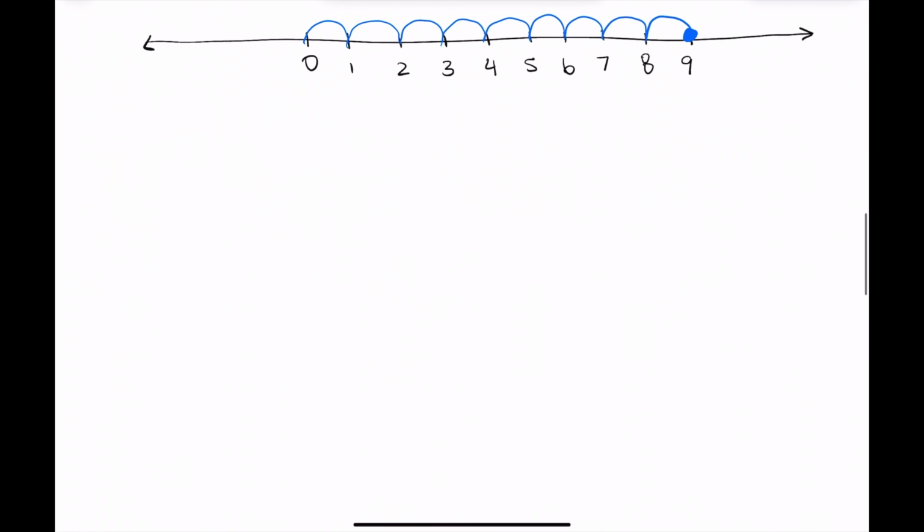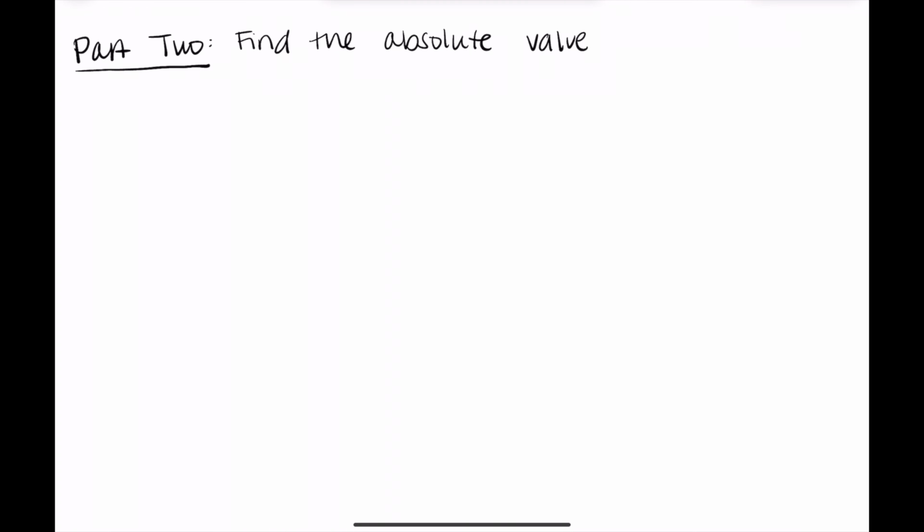Now that we've done a few examples using the number line, we're going to move into our second portion of practice questions for today. For part 2, the directions say to find the absolute value, and this time we're not going to use a number line. We're just going to apply the patterns that we've already recognized to these example questions.